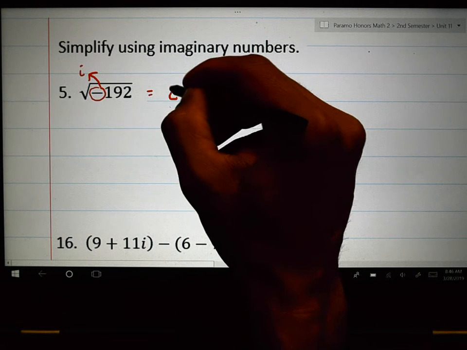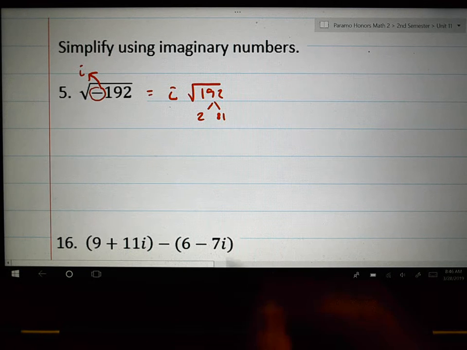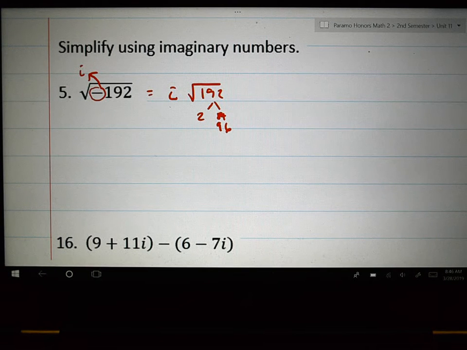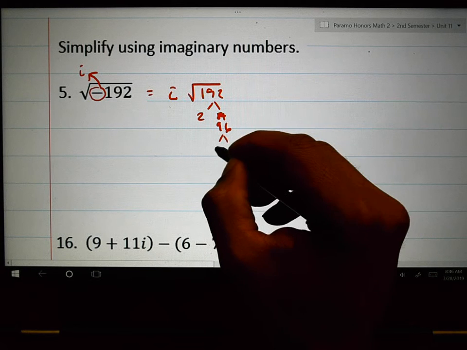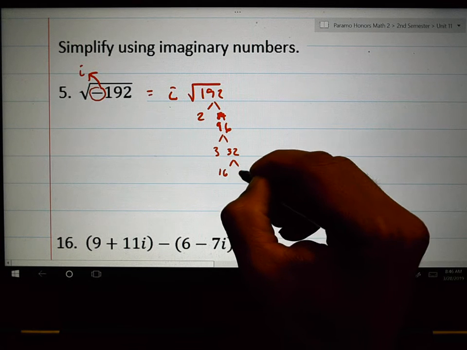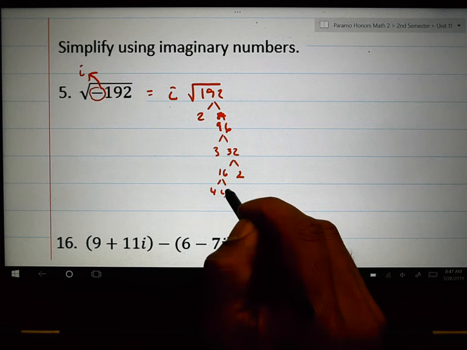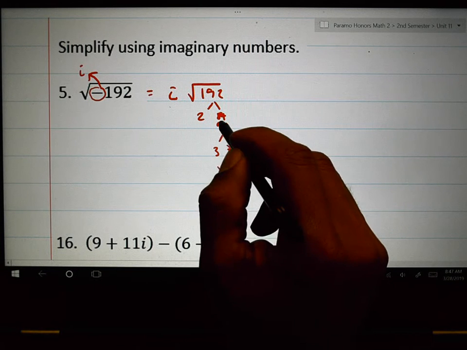Good. And then you have to deal with this root 192, which I know that 2 goes into there 81 times. Is that right? No, that's not right. 96 times, thank you. And 96 can be divided by 3, 32. And 32 is a 16 and a 2, and a 4 and a 4. I could break the 4s down, but I'm not going to, because I already have a pair. Anytime I've split it, I don't need to use it anymore.